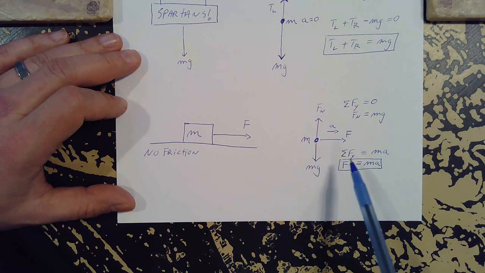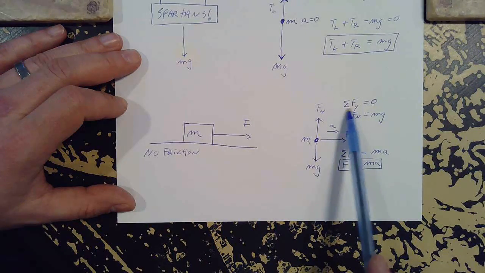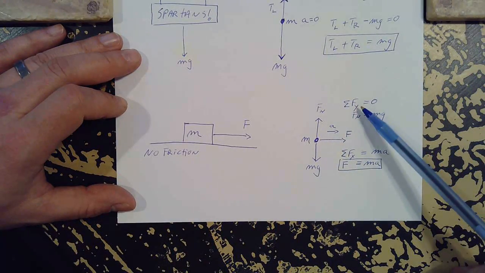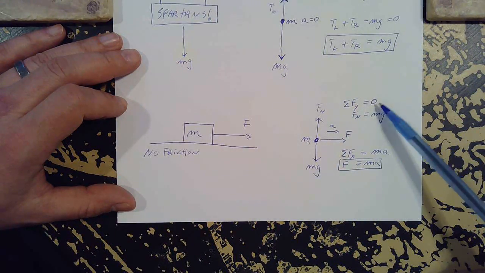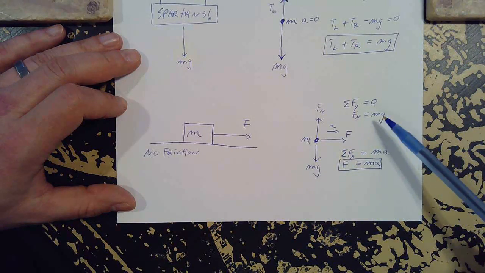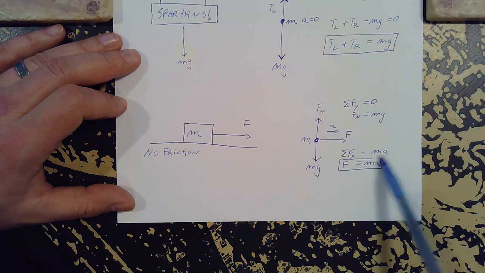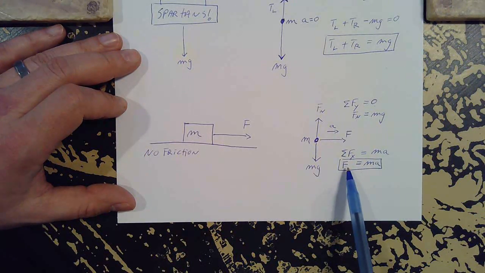So when we write our sum of the forces equations, if we start with the y direction, the sum of the forces in the y direction equals zero. There's no acceleration in the y direction, which means the force normal is equal to the weight. But the sum of the forces in the x direction equals ma. The only force we have in the x direction is this force F.